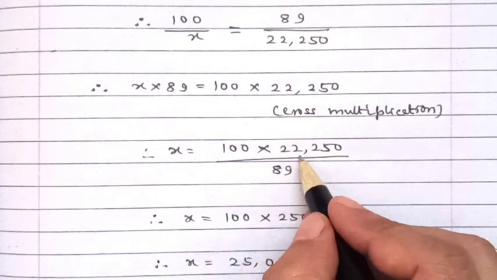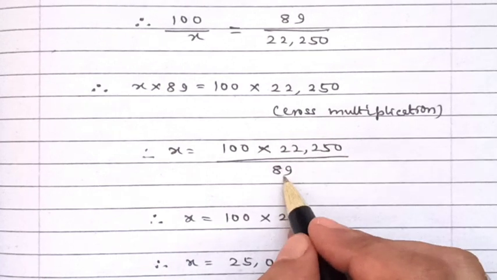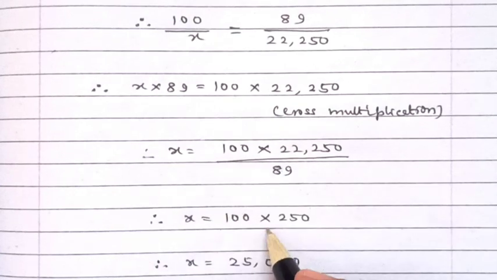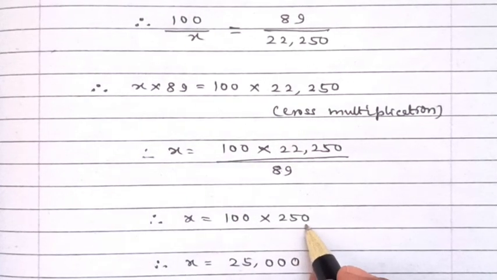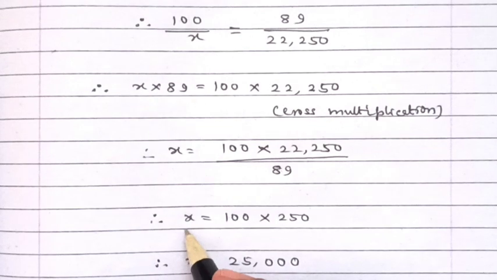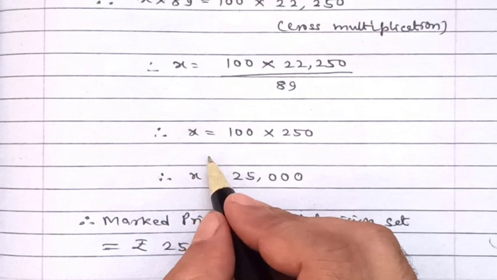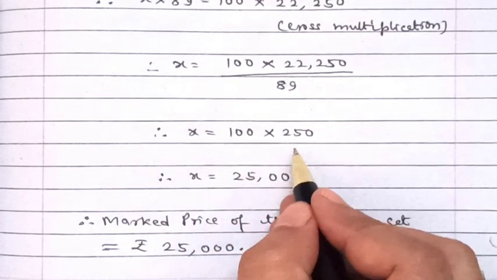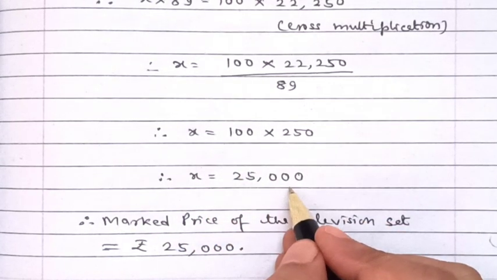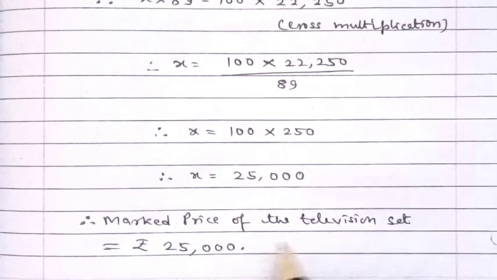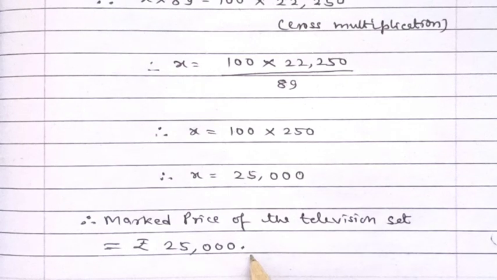Now when you divide 22,250 by 89, you get 250. So 100 into 250 is equal to x. Therefore x is equal to 100 into 250, which gives you 25,000. So x is 25,000 rupees. That means mark price is rupees 25,000. In words, mark price of the television set is rupees 25,000.